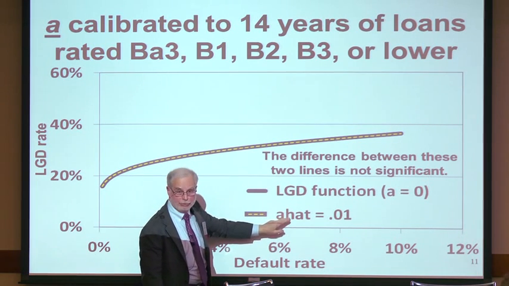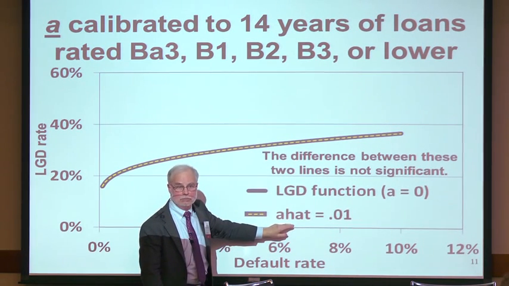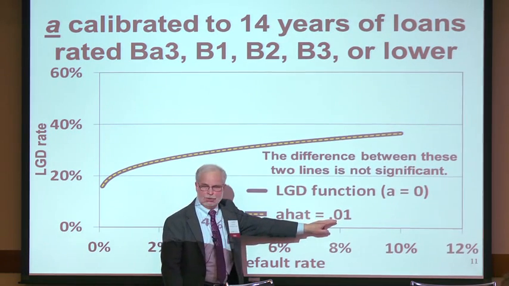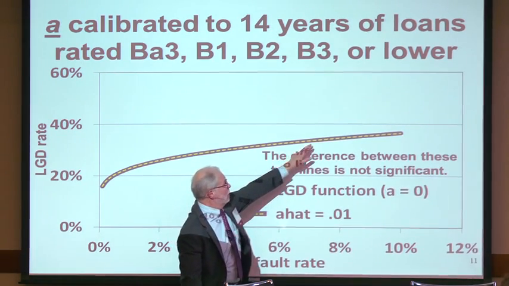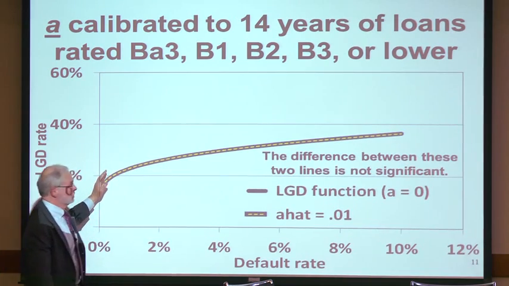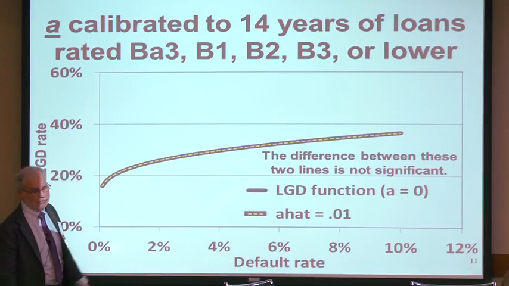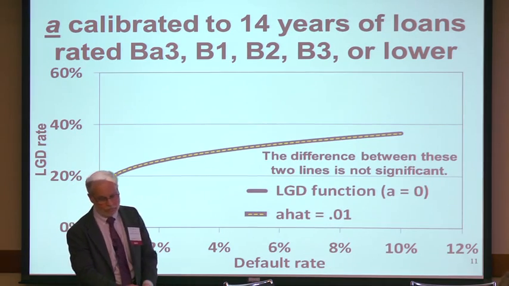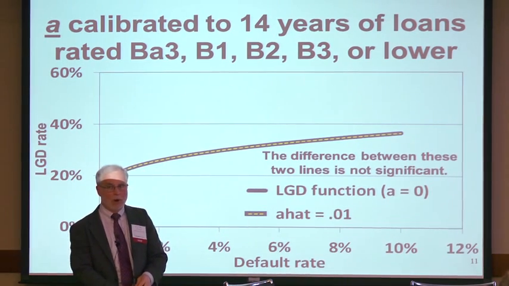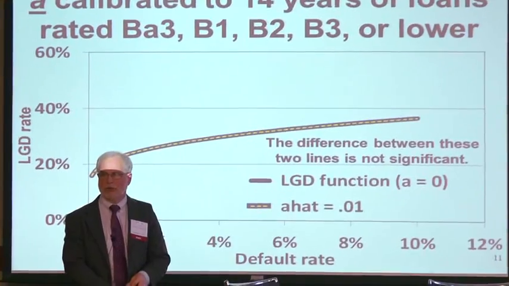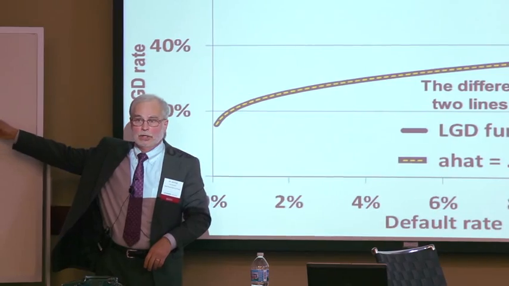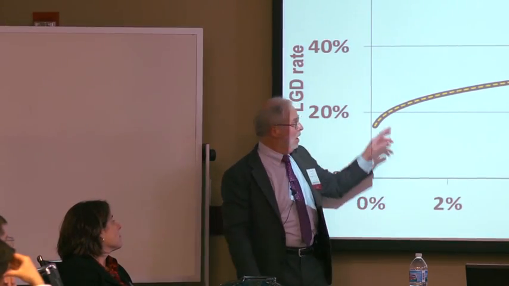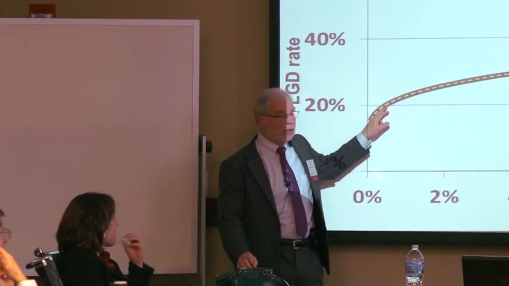It turns out the parameter value that the data like the best is close to zero, 0.01. So you get this yellow line that, believe it or not, is slightly shallower than the LGD function. It's a surprising result. We worked out the blue line, and I could work it out on this board in 3 minutes. There's some math involved, but it's not a big deal.